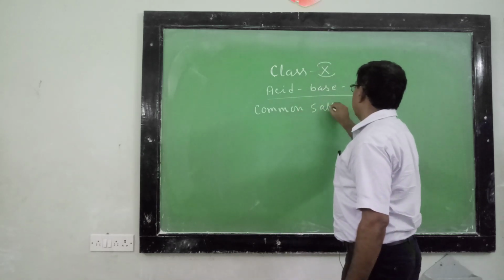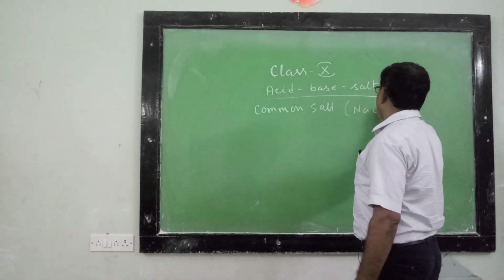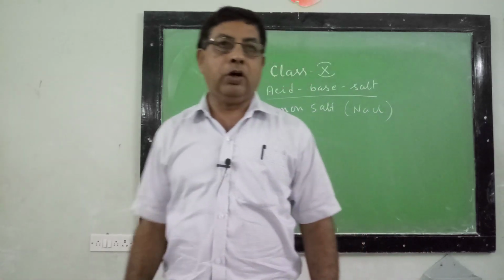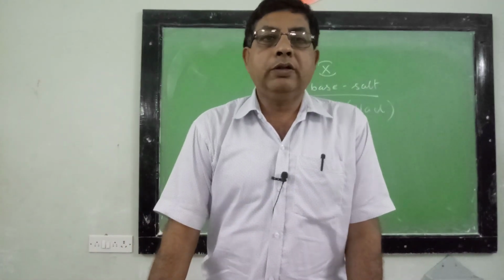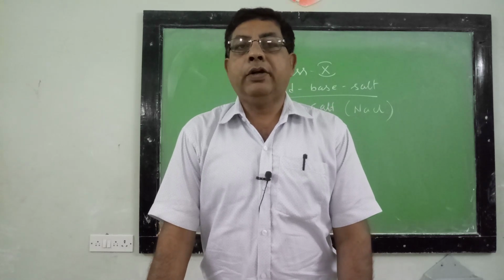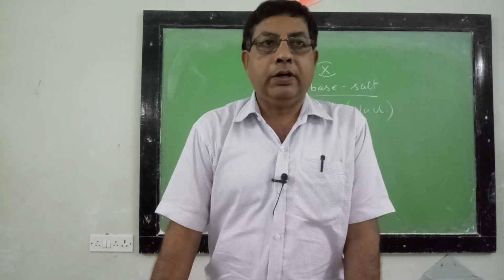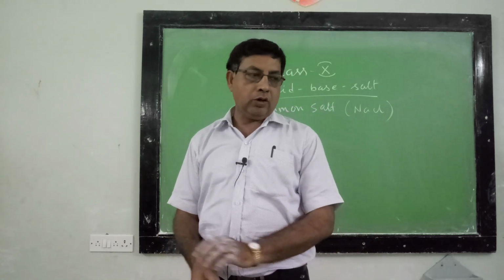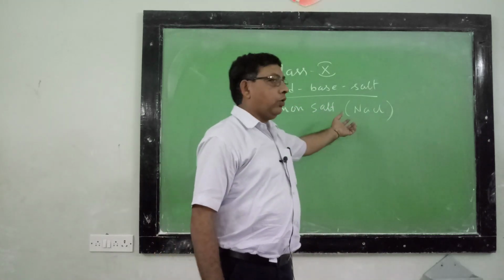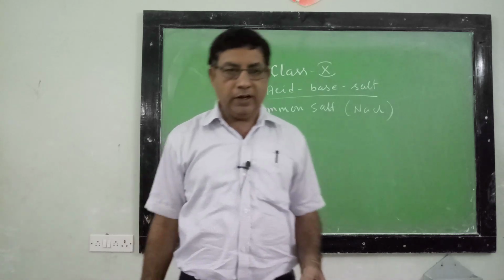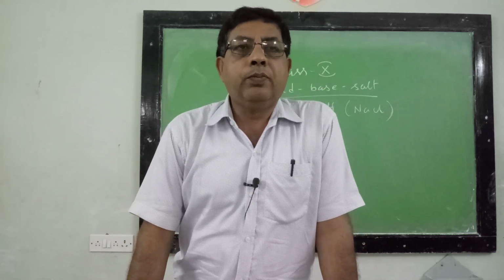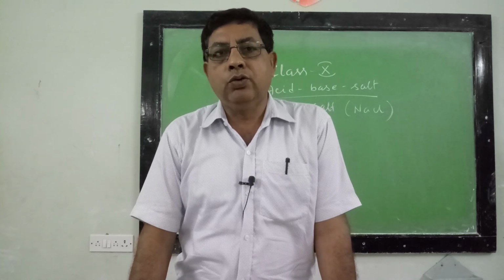Common salt, what is the formula of common salt? Sodium chloride. How will you prepare common salt? Normally common salt on the large scale is obtained by the evaporation of seawater. You know that seawater contains mainly common salt, actually sodium chloride, together with magnesium chloride and calcium chloride. So a large amount of common salt is obtained by the evaporation of seawater.